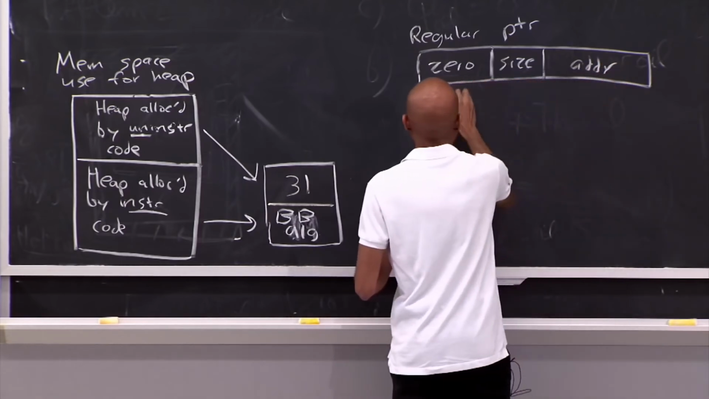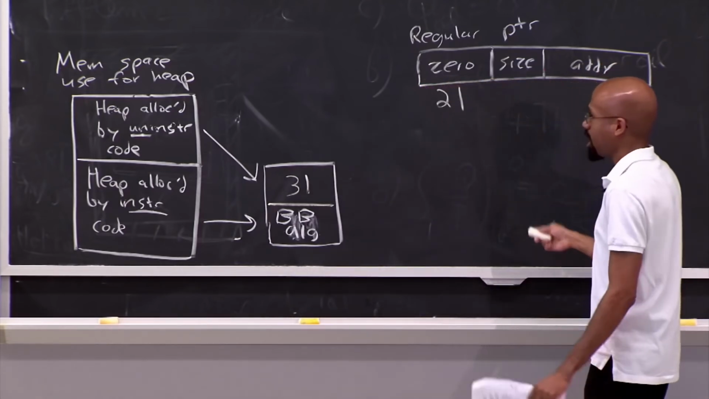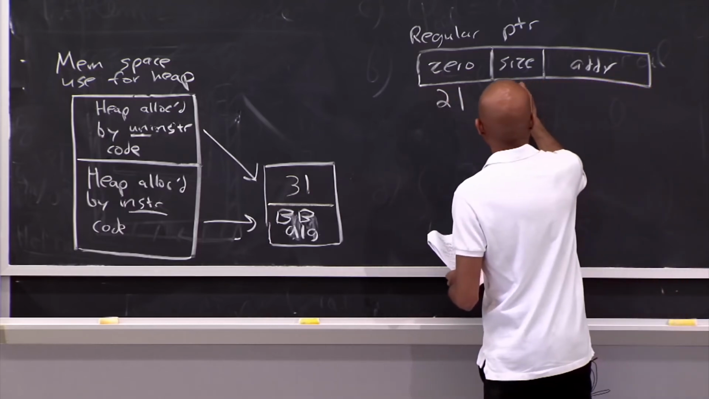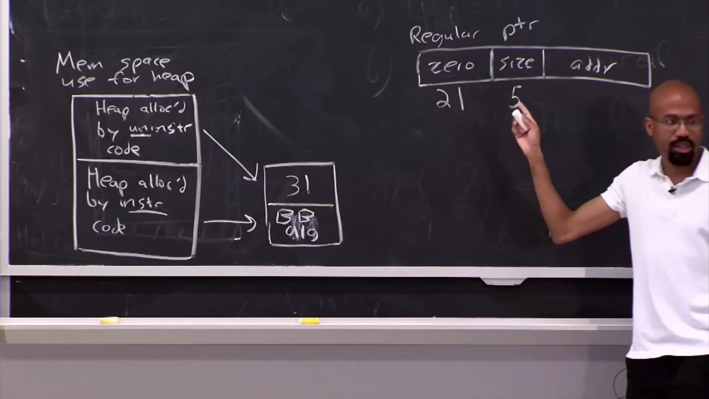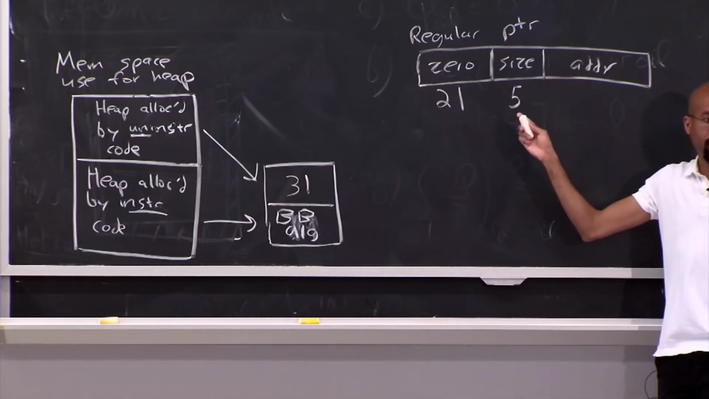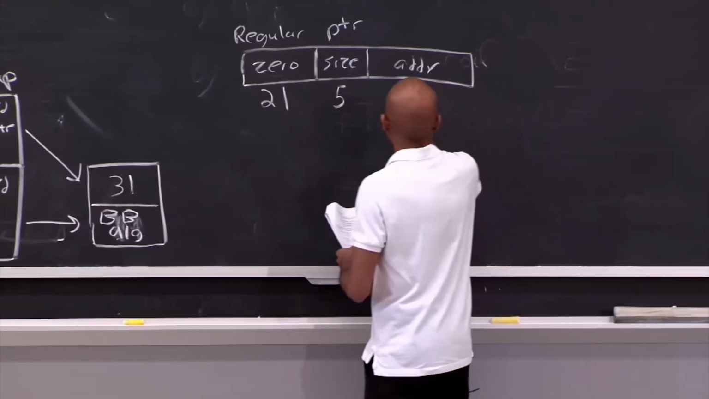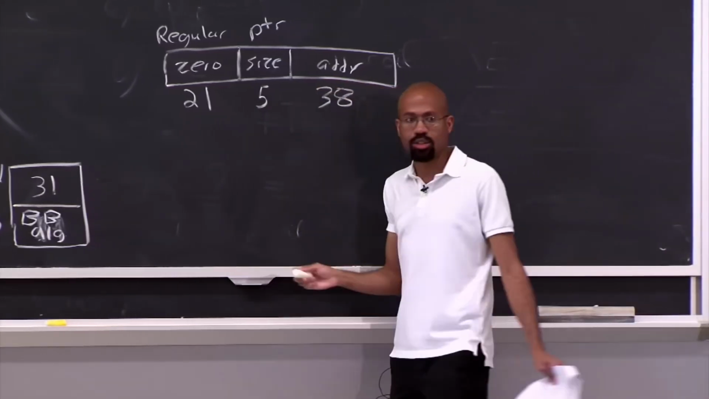So if the pointer is in bounds, we can basically just set the first 21 bits to 0. We can put the size in these 5 bits here. And once again, this is representing the log base 2 of the size, right? And then in the remaining 38 bits we have just the regular address bits.